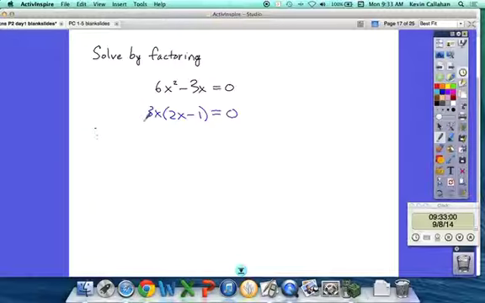Okay, now, again, you could set this up. 3x equals 0 and 2x minus 1 equals 0. Solve for x. Divide by 3, x equals 0. Right? If 3 times a number equals 0, the number must be 0. And this one would be 2x equals 1, x equals 1/2.